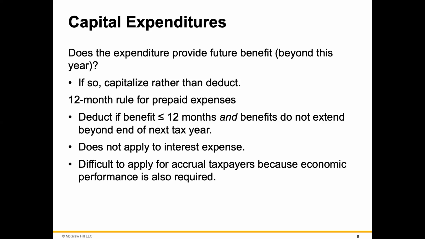For prepaid expenses, there is a 12-month rule. The 12-month rule allows businesses to deduct certain prepaid expenses in the current tax year if the benefit lasts 12 months or less and the benefit does not extend beyond the end of the next tax year. So this rule simplifies the treatment of short-term prepaid expenses as it avoids the need for complex amortization schedules for items that are going to be used up in a really short period of time. For example, if a business prepays for 10 months of insurance coverage starting in March of the current year, the business can deduct the entire amount in the current year because the benefit period is less than 12 months and does not extend beyond the end of the next tax year.